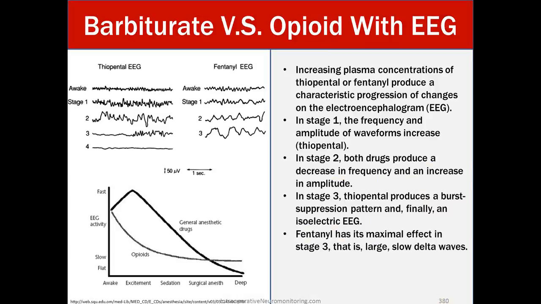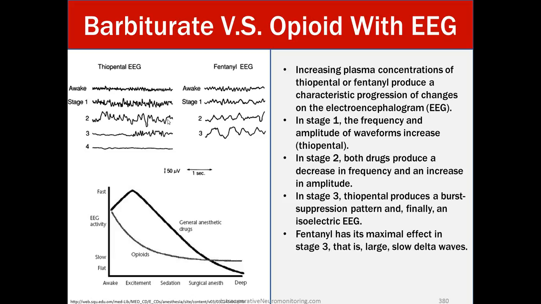Barbiturates versus opioids with EEGs. So increasing plasma concentrations of thiopental or fentanyl produces a characteristic progression of changes on the EEG. In stage one, the frequency and amplitude of waveforms increase. In stage two, both drugs produce a decrease in frequency and an increase in amplitude. In stage three, thiopental produces burst suppression pattern, and finally, isoelectric EEG. Fentanyl has its maximal effect in stage three, that is large, slow delta waves. So here we can see different patterns that different medications have on your EEG patterns.